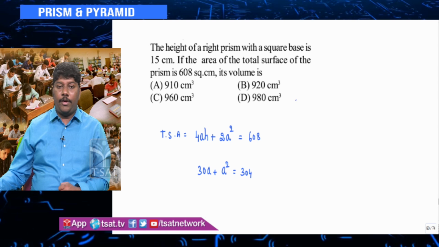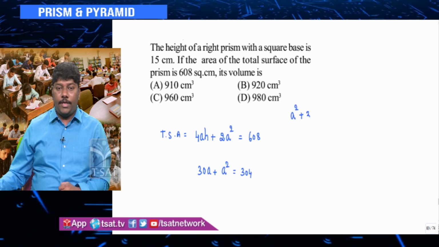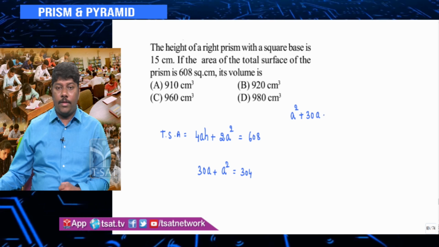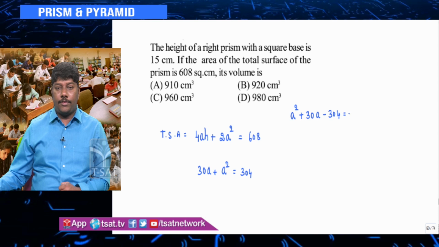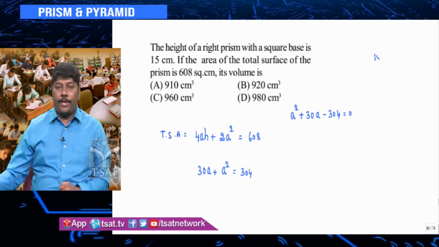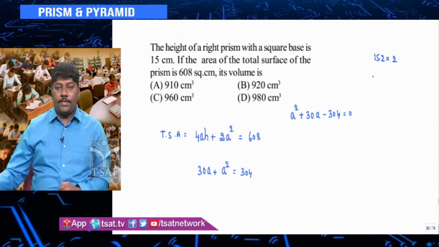You can substitute the value or else you can just derive it. A square plus 30a minus 304 is equal to 0. 304 is 152 into 2. This is 19.